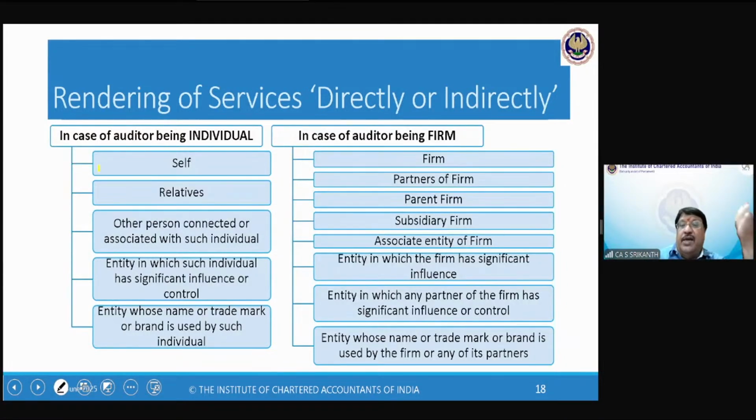Okay. Associate entity of firm, where common partners are there. Entity in which the firm has significant influence. Entity in which any partner of the firm has significant influence or control. That is, suppose there's an LLP in which one of the partners of this firm is having 51% profit share, or he is controlling, managing partner, then designated partner, then significant influence. Or a private company where he is the director, MD. Entity whose name or trademark or brand is used by the firm or any of its partners.